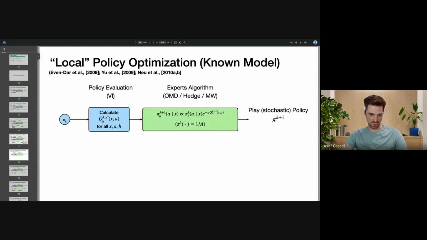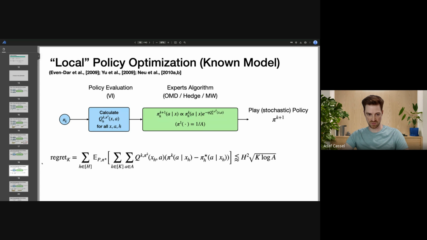So what's been shown before is that what you can do is local policy optimization, and this is the common approach. Okay, so now at each episode, you're starting with your current policy pi k, and you need to calculate its Q function at each state, action, and decision step. And now you're running this expert algorithm per state. Okay, so you're running OMD per state with respect to the actions. And your loss is just the Q function. And now this just outputs a simple stochastic policy.